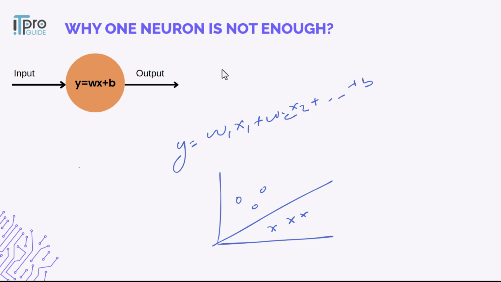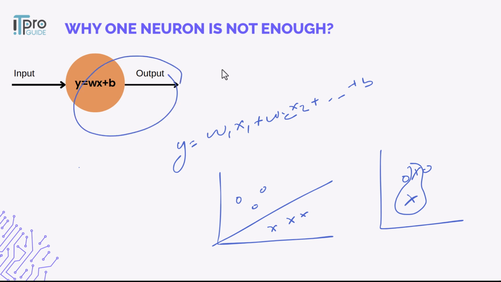But the moment your data becomes non-linear, the decision boundary needs a curve or a bend. A single neuron simply cannot learn it. This is why real world problems like medical diagnosis, fraud detection, or image classification cannot be solved with just a single neuron. The patterns are too complex and too non-linear.